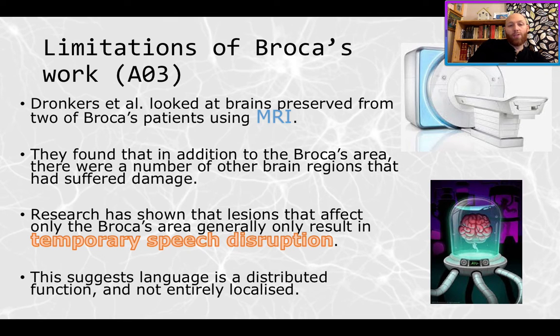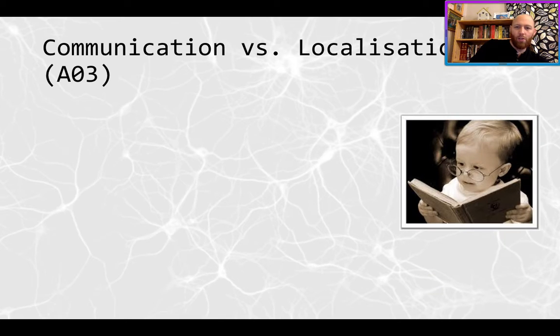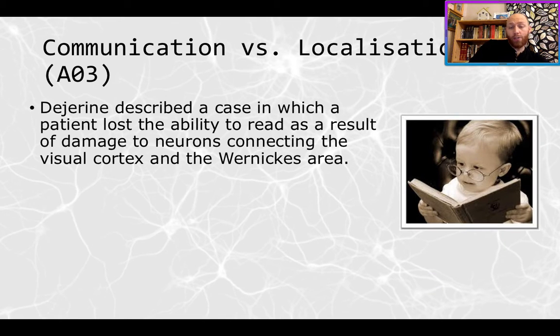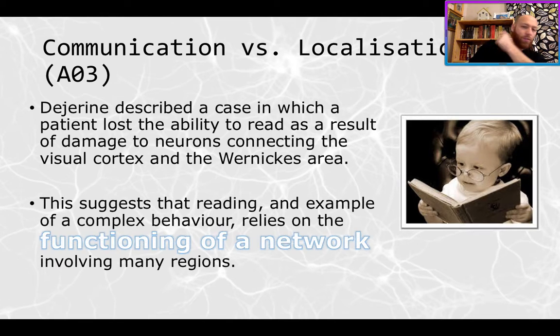This suggests language is a distributed function and not entirely localized. Communication versus localization. Desjardins described a case in which a patient lost the ability to read as a result of damage to neurons connecting the visual cortex to Wernicke's area. This suggests that reading, which is a complex behaviour, relies on the functioning of a whole network, not just one single region being damaged.